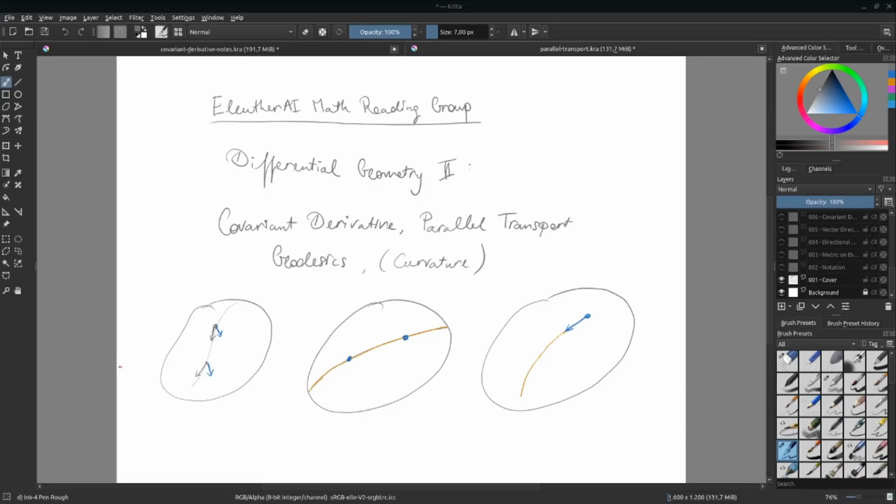So yeah, welcome to this second session on differential geometry. Today we'll be covering a few more advanced topics, mostly the notions of covariant derivative, parallel transport, and geodesics.